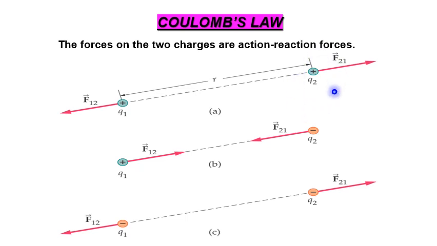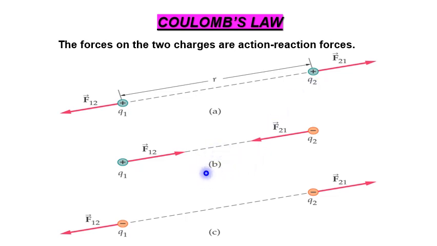Due to this, Q2 reciprocates the same. Q2 pushes Q1 away from it. F12 is representing the direction of force exerted by Q2 on Q1, which is the reaction. So technically saying, F21 and F12 are Newton's third law pairs. They have equal magnitude but act in the opposite direction. Whether the magnitudes of these two charges are equal or not, the magnitude of force remains the same.